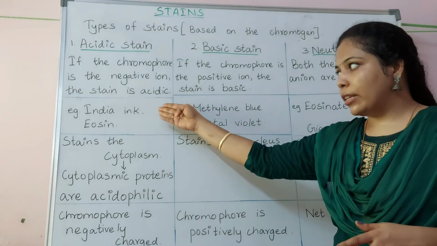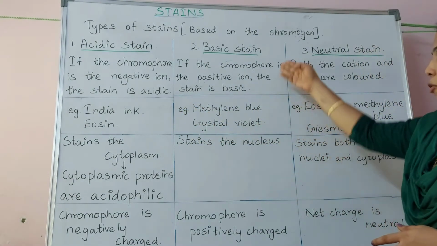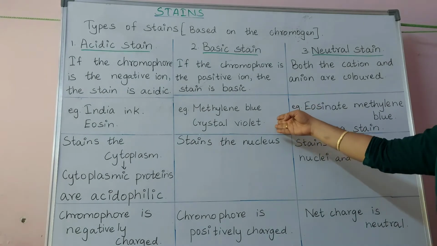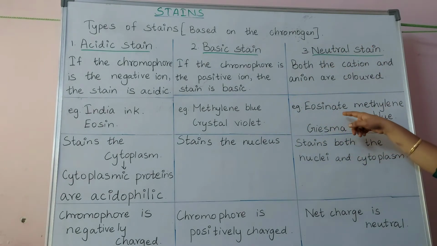Example for acidic stain is India ink, eosin. Example for basic stain is methylene blue and crystal violet. And examples of neutral stain is eosinate methylene blue and Giemsa stain.